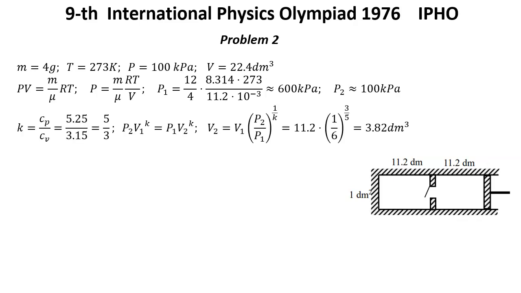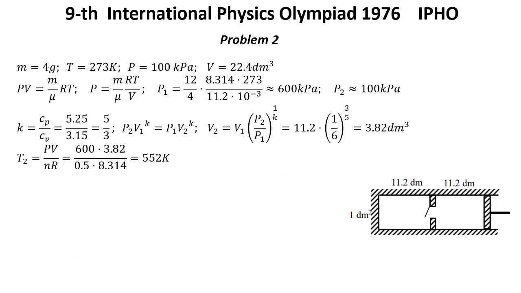So we have the gas constant kappa equal Cp over Cv, or 5/3. And due to the adiabatic process, we have this formula for how to find the final volume in the right part, and that will be 3.62 cubic decimeters. From the adiabatic gas equation, we can find the temperature T2 at this moment. That will be PV over nR, or 552 Kelvin.